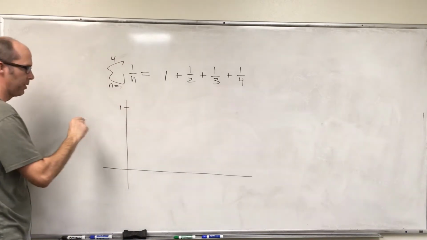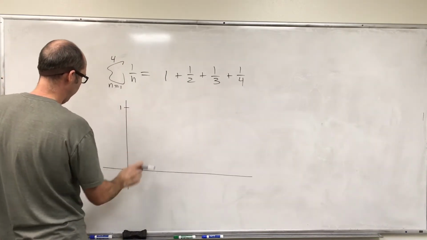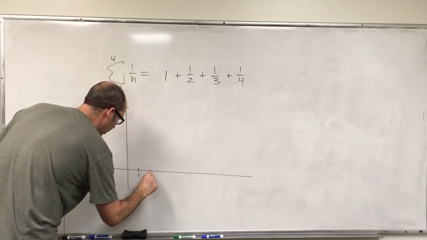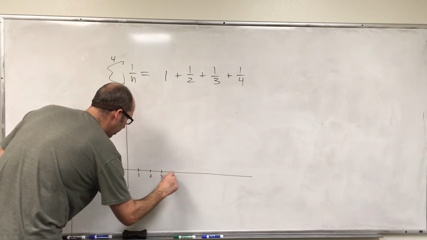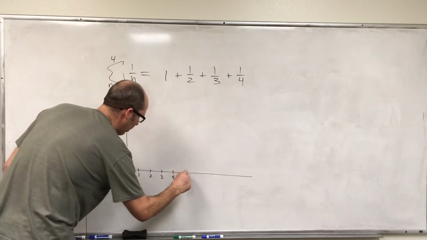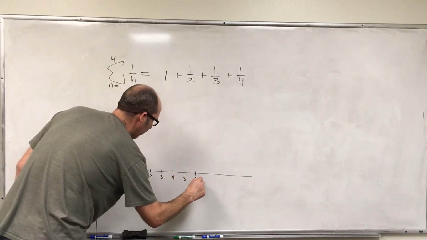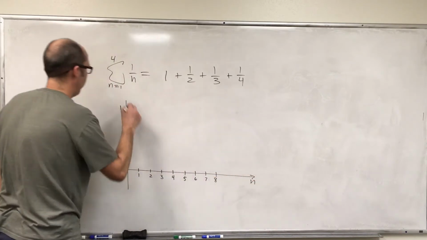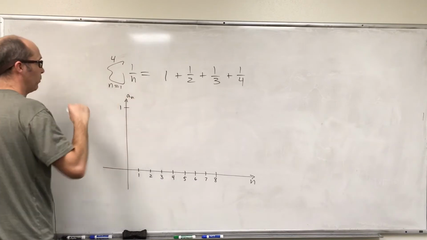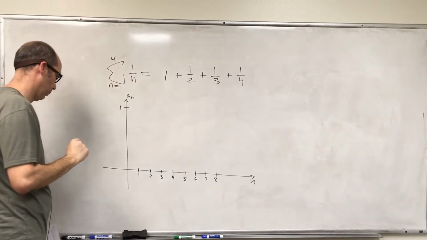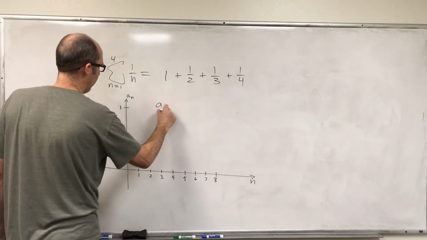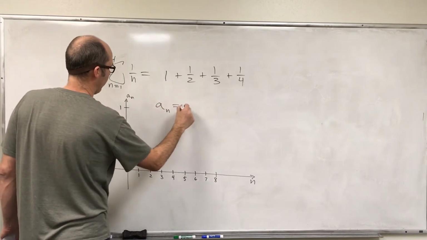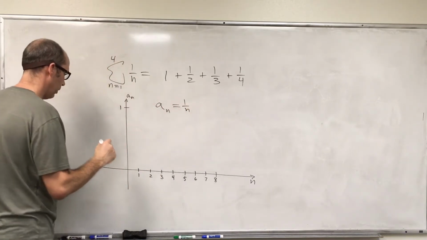Okay, so I'm not going to draw this to scale. I want to have enough rectangles here. So 1, 2, 3, 4, 5, 6, 7, 8. All right, this is n. This is an. Remember that an is the formula here. First I'm just going to draw the first few terms from 1 to 4 of the sequence an equals 1 over n.